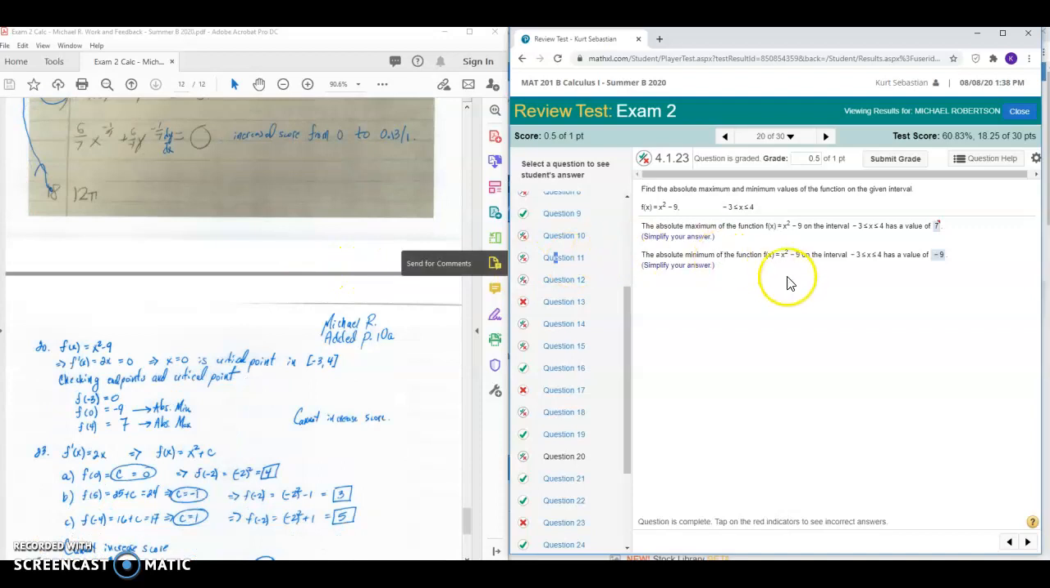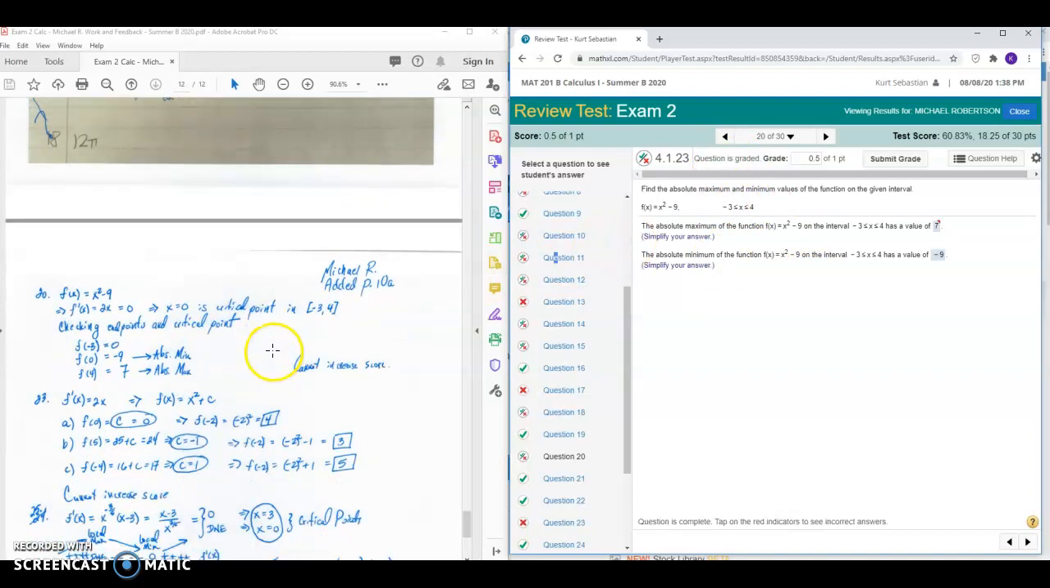I don't know. You got some of this right, probably because you just plugged in the endpoints, but there was no work, so I could not increase your score. But how do you do a problem like this? If you're given a function on a closed interval, in other words, where the endpoints are included, you just check the function at the endpoints and at any critical points in that interval. So we have to find critical points in that interval.